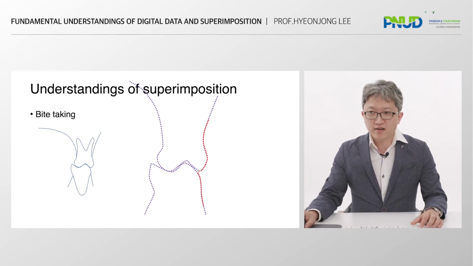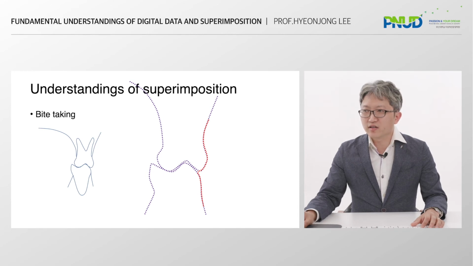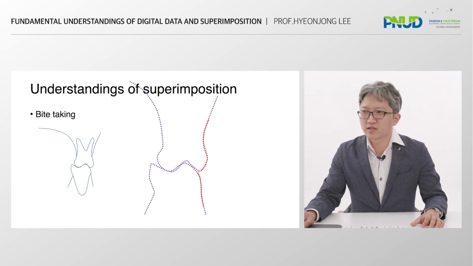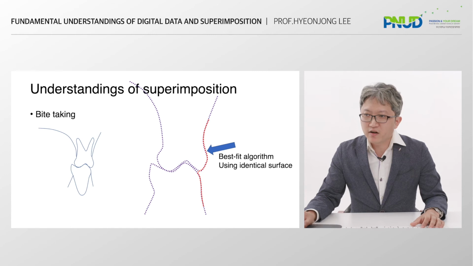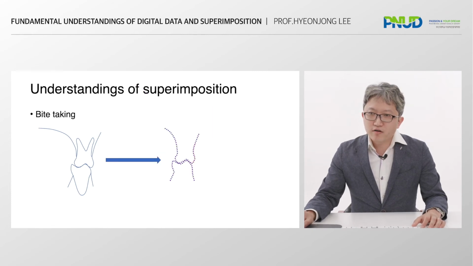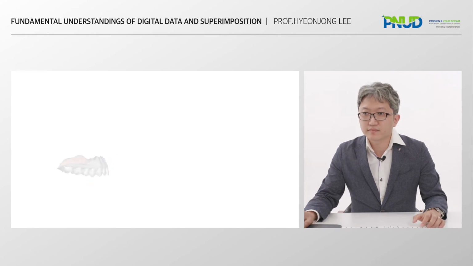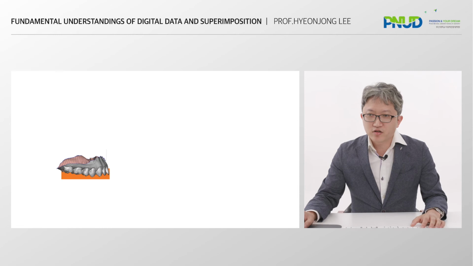It just automatically sticks. We don't need to care about this mostly. The best fit algorithm is really a mathematical theory, but I won't explain it in this lecture. Anyway, it is a best fit algorithm using an identical surface. So when we scan, we need to take a good scan of the buccal area to get a good best fit. After that, this is turned into digital information, and we can now handle whatever we want in this CAD software. Let me show you another case of superimposition.